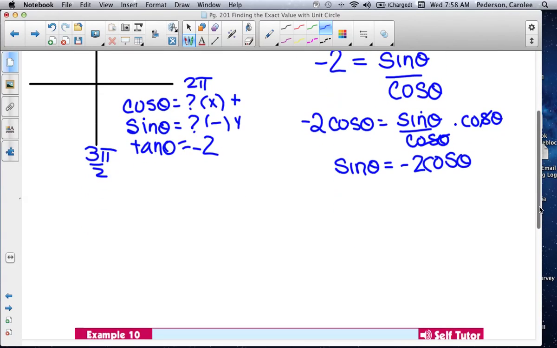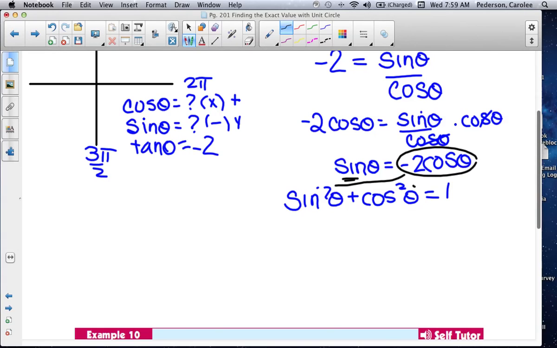The next thing is I'm going to use the Pythagorean identity. The sine squared of theta plus the cosine squared of theta equals 1. Now I'm going to substitute in the sine of theta, which equals -2 cosine of theta. So that's going to go right into here. So I have -2 cosine of theta, and I have two of them because it's sine squared. And then the rest of the Pythagorean identity stays as it is.